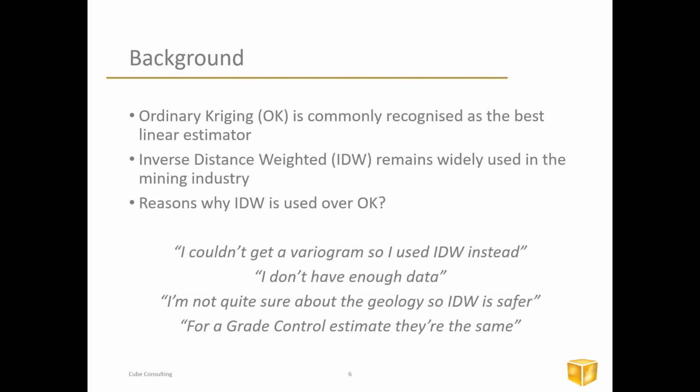So the reason we did that study is because despite the fact that ordinary kriging is recognized as the best linear estimator, inverse distance is still widely used in the mining industry. The main reason would be, well, I couldn't get a variogram, so I did an ID square instead. Or I heard, oh, I'm doing a grade control estimate, so I have enough data. They're practically the same, so why bother doing an ordinary kriging estimate?